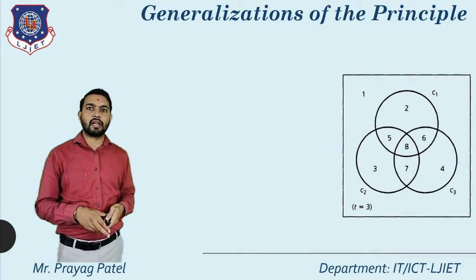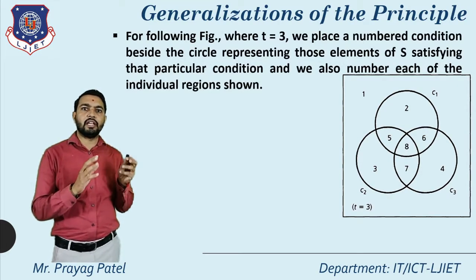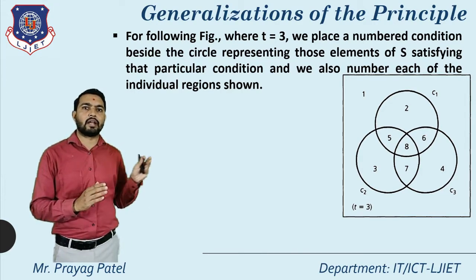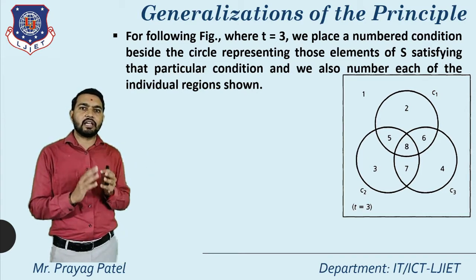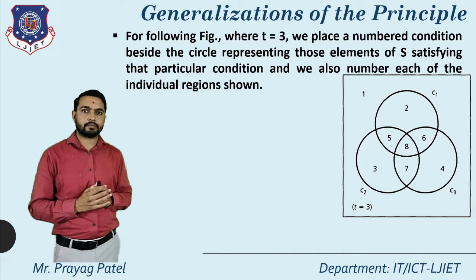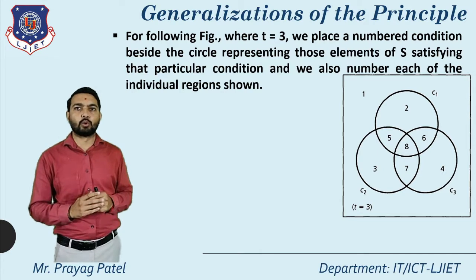Now in this way we can consider one example. Here in this figure we consider 3 sets, and the combinations of these 3 sets C1, C2 and C3 are available. That means C1, C2 and C3, these 3 are considered as conditions. So t equal to 3. The total number of conditions is considered as t, so t equal to 3.